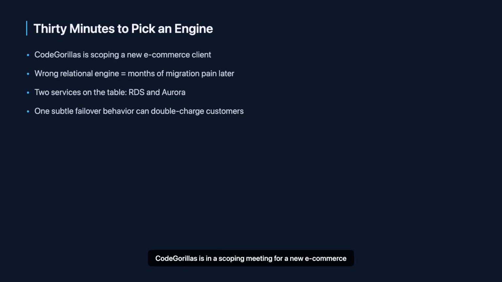Here's the scenario. Code Gorillas is in a scoping meeting for a new e-commerce client, and the architect has 30 minutes to decide which relational engine to recommend. Pick wrong, and you're looking at months of migration pain 6 months from now. 2 services are on the table, Amazon RDS and Amazon Aurora, and there's one subtle failover behavior that, if you miss it, can cause a customer to get double charged when the database swings over to its standby. Let's make sure that doesn't happen.